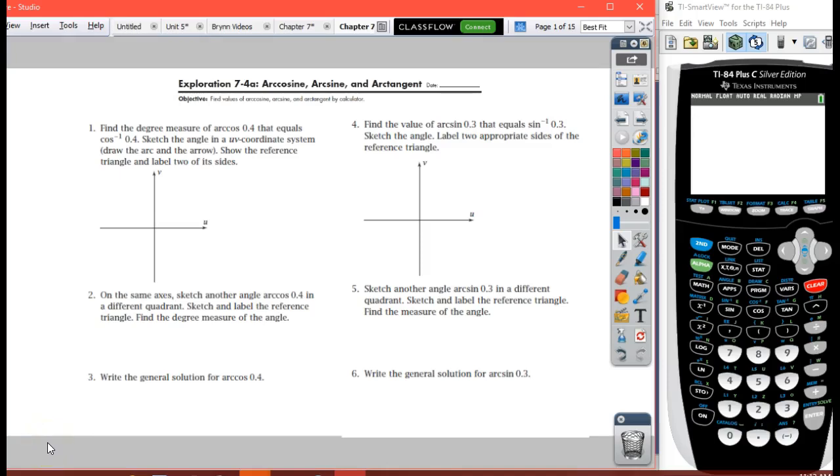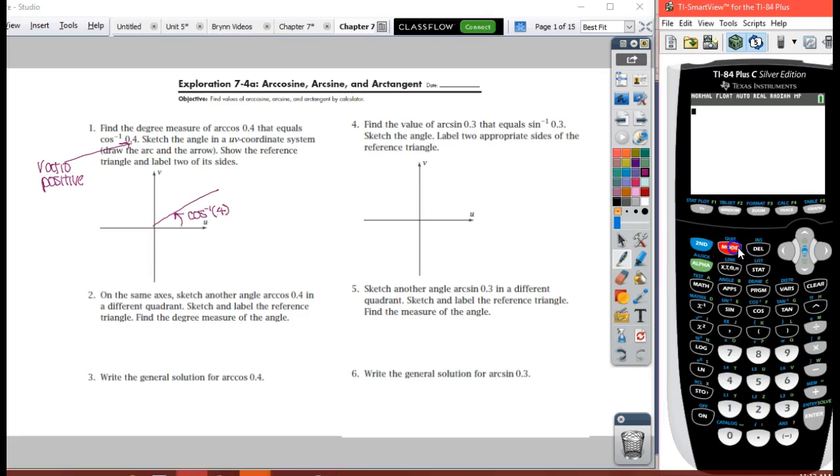In this video, I'm going to go over Exploration 7.4a, where we're now going to look at arc cosine, arc sine, and arc tangent. So the first one asks us to find the degree measure of arc cosine of 0.4, that will equal the cosine inverse. And so I know cosine inverse is defined in the first and the second quadrant, and since my ratio is positive, that tells me that this angle will be found in the first quadrant. So this right here is going to be the angle of the cosine inverse of the ratio 0.4.